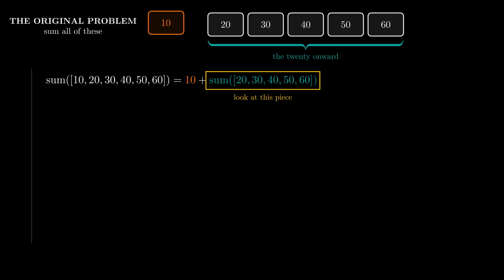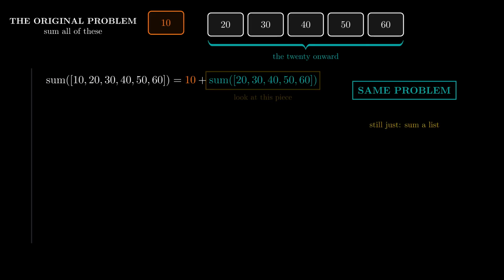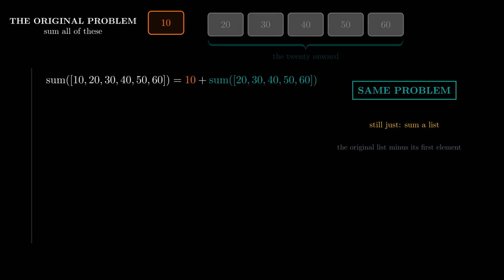Notice what that remaining piece is. Summing the elements from 20 onward is exactly the same problem as before. It is the problem of summing a list. It just happens that the list is the original one minus its first element. We have taken our problem and produced the same problem again in a slightly smaller version, so we do it again. The shorter list is our new list.